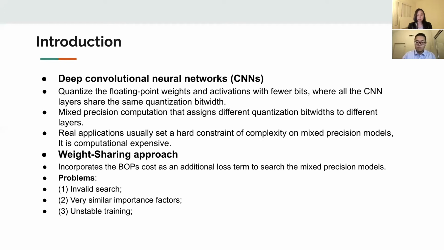The second problem is that importance factors corresponding to different bit widths in each CNN layer often have similar values, which makes it hard to select the proper bit width for each layer. The third problem is the balance of high bit and low bit training strategy. High bit and low bit training strategies often cause unstable training.